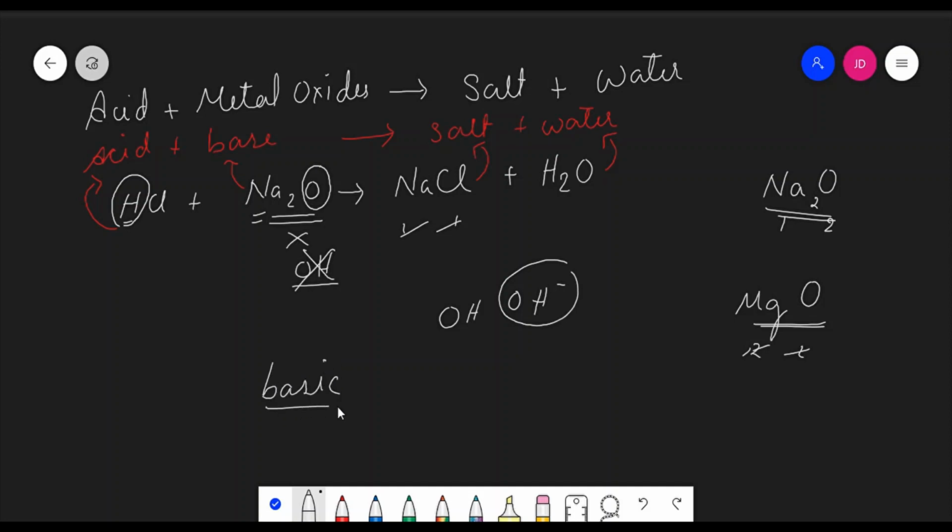Why basic? Because we know that acid reacts with base to give salt and water. Acid is reacting with metal oxides and giving the same thing. That means metal oxides and base are behaving in the same way. But metal oxides are not the base, so we say they are basic in nature. So this is the meaning of basic. Basic means they are not exactly a base, but they behave like a base in the reactions. So if we get a question, what are metal oxides, you're going to write metal oxides are basic in nature.